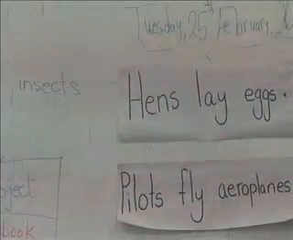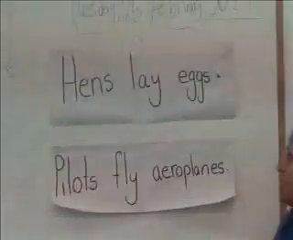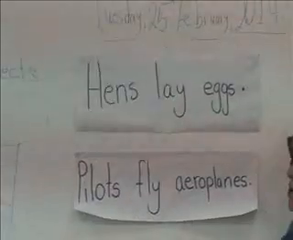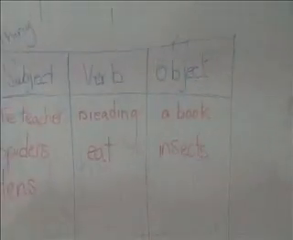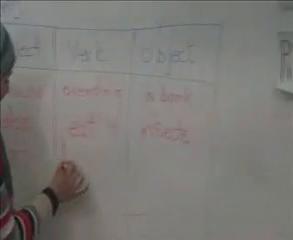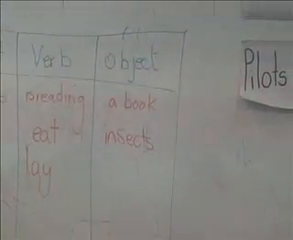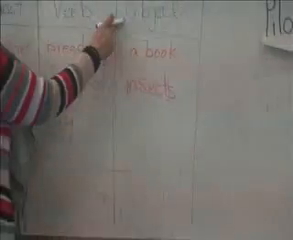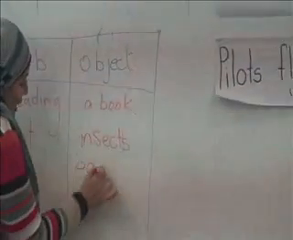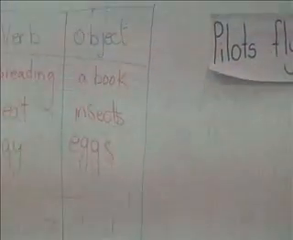Miss, I finished. Okay, come on, Iman. Tell me. Who is doing the action here? Hens. So hens is the subject. Thank you. What is the action here? Lay. So lay is the verb. Okay. What do they lay? They lay eggs. So eggs is the object. Is this right, Miss? Clap for Iman.